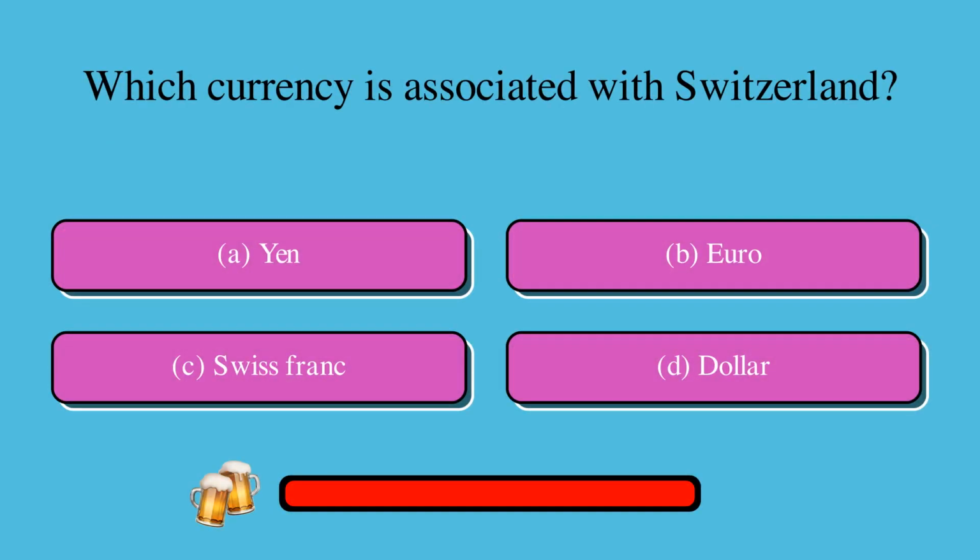Which currency is associated with Switzerland? Is it A, yen, B, euro, C, Swiss franc, or D, dollar? The correct answer is C, Swiss franc.